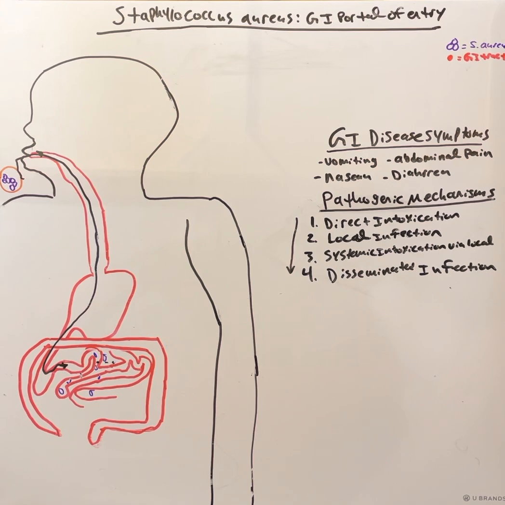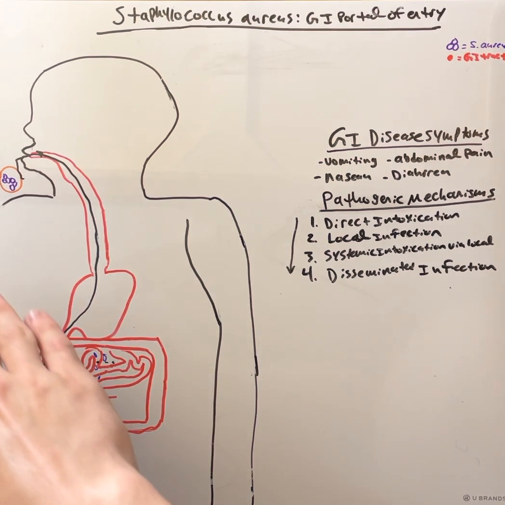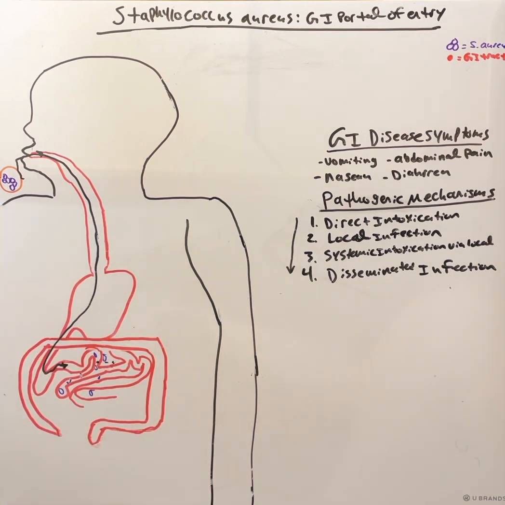Direct intoxication refers to a process in which only the toxin of the pathogen at hand is responsible for the disease induction state, or what the disease that is induced. In this case, again, we have a food exposure with Staphylococcus aureus present. Food is mishandled, or just by chance, Staphylococcus aureus finds its way to food that's ultimately going to be used for human consumption.